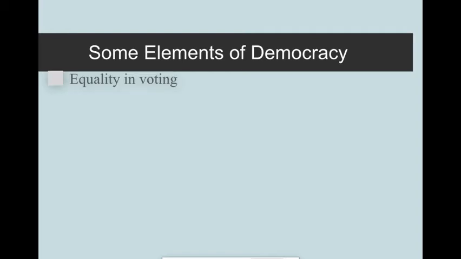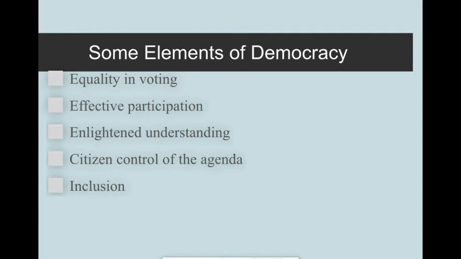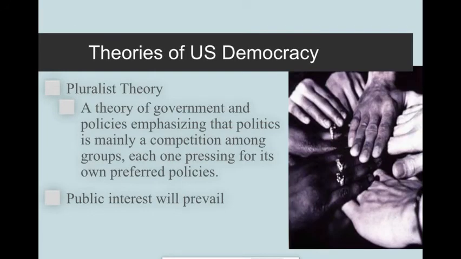This means that we're looking at equality in voting, effective participation, enlightened understanding, citizen control of the agenda. It's looking at inclusion. All right, so all of those are really important. And then we have theories of US democracy. Okay, one is a pluralist theory. This is basically a theory of government and policies emphasizing that politics are mainly a competition among groups, each one pressing for its own preferred policy.